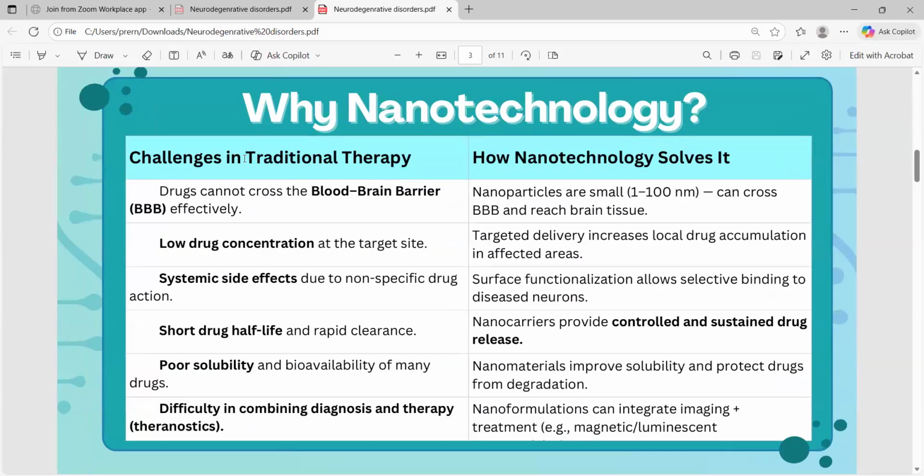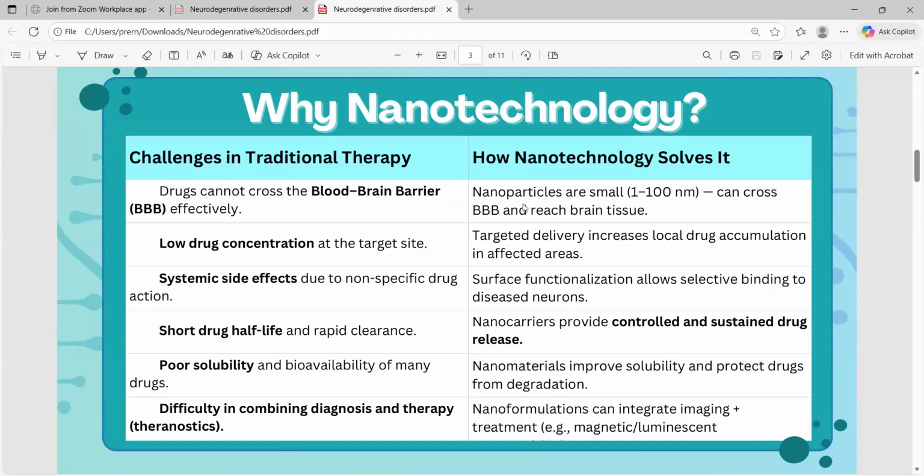What are the challenges in traditional therapeutics? The drugs cannot cross the blood-brain barrier effectively and have low drug concentration at the target site, and systemic side effects due to non-specific drugs. And only a small amount of medicine reaches the brain, and there is poor stability and bioavailability due to short drug half-life. This is why we need nanotherapeutics.